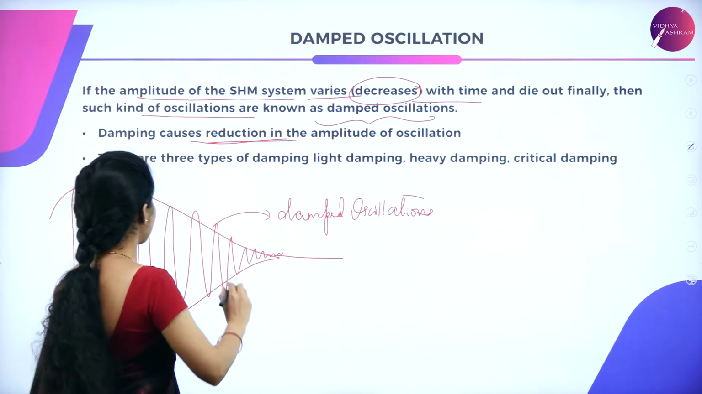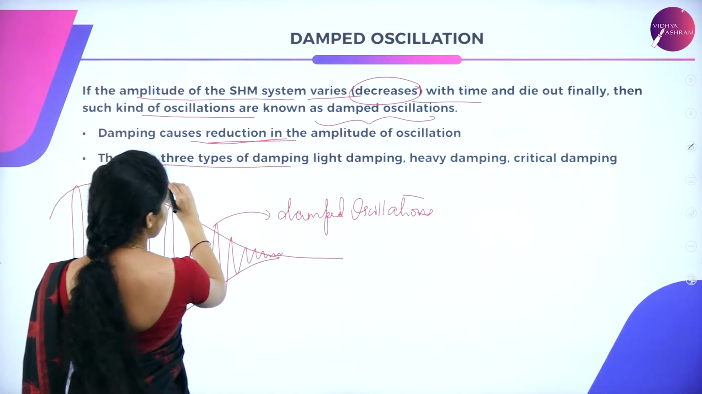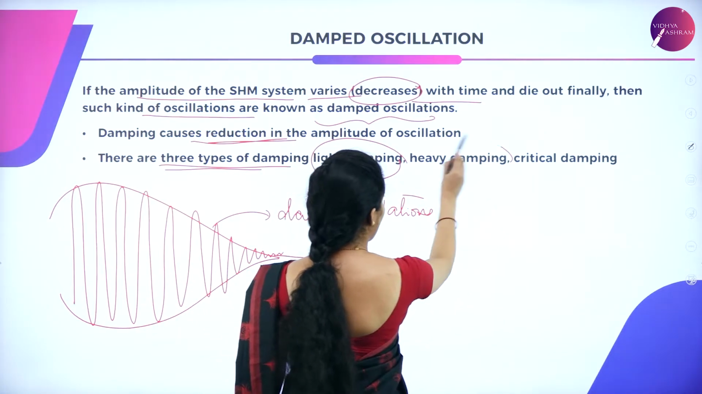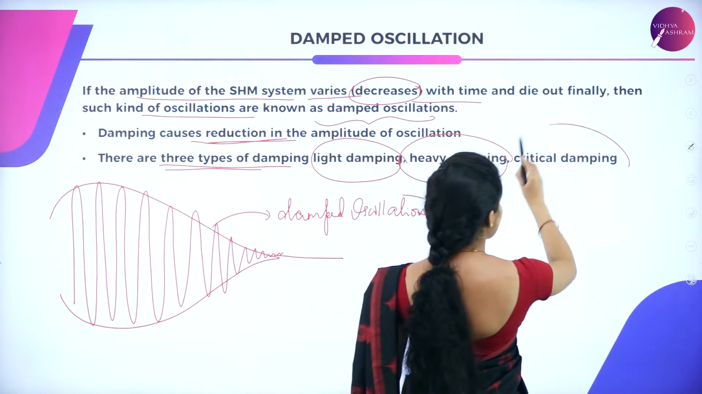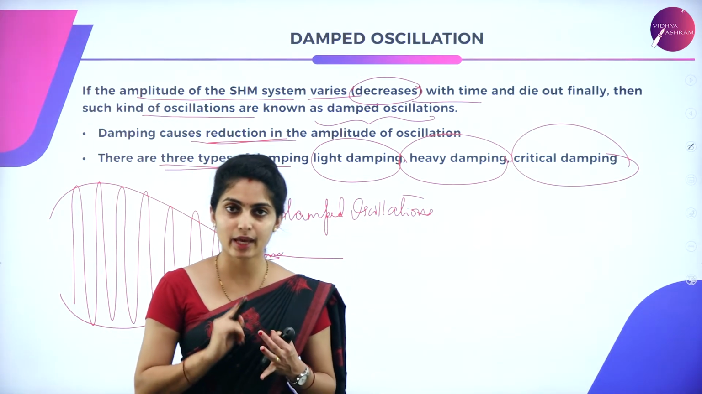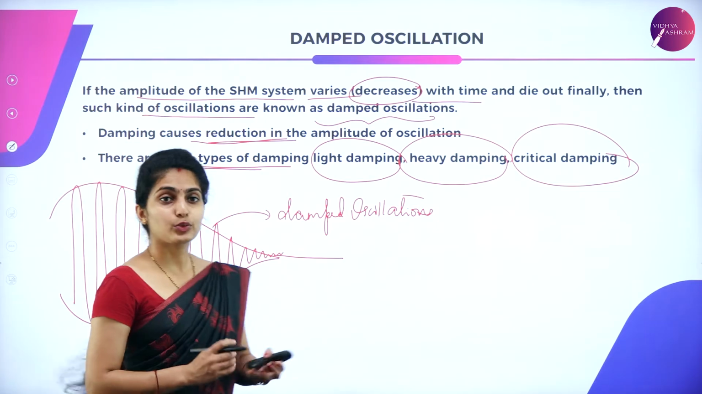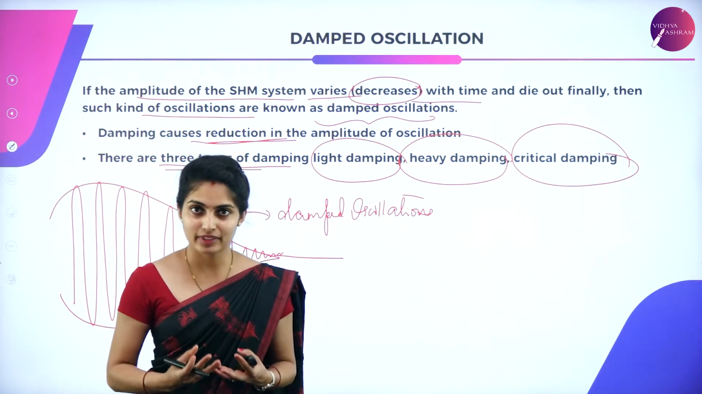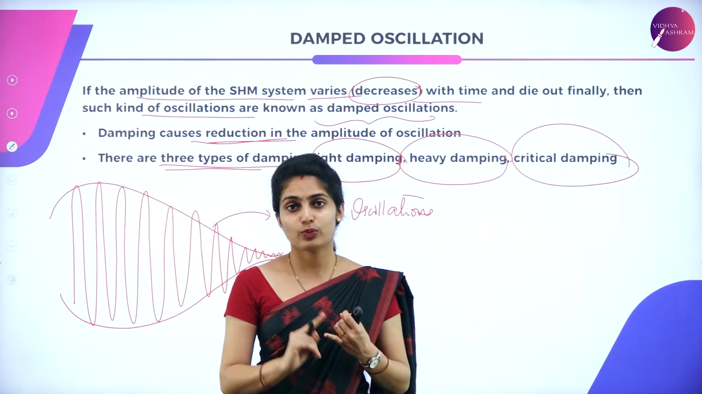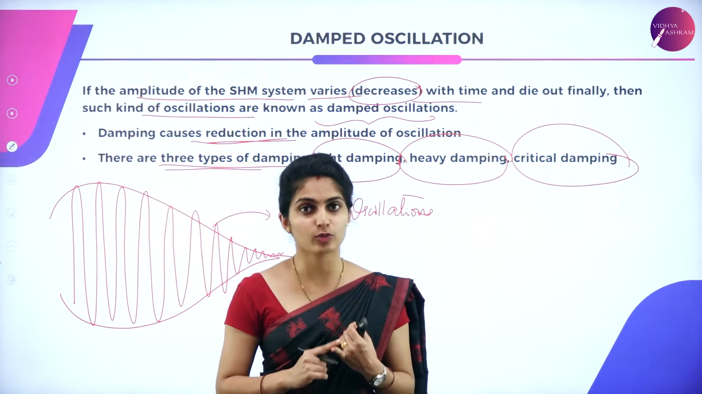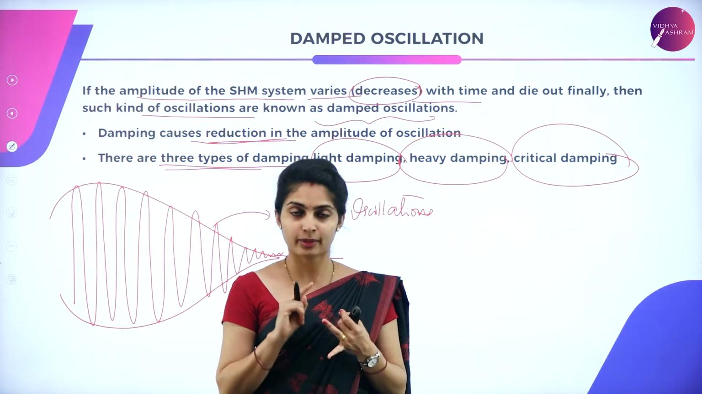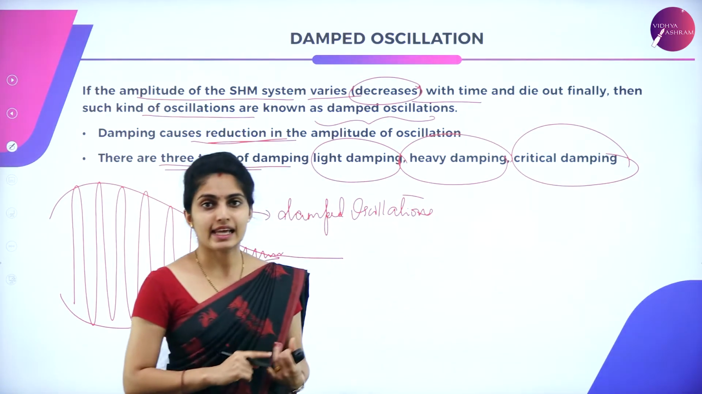So we have three types of damping. Which are those? Light damping, heavy damping, and critical damping. What is meant by light damping, heavy damping, and critical damping? In light damping, the object oscillates, and the amplitude decreases. Once you give oscillations to any object, to come back to its equilibrium position it takes longer and longer time. Such a damping is known as light damping.